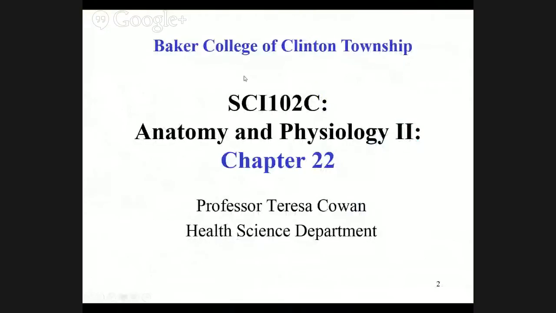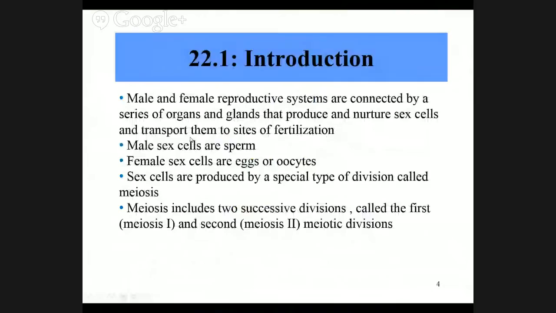Okay, Chapter 22, the reproductive system. The male and female reproductive organs and systems are connected by a series of organs and glands that produce and nurture sex cells and transport them to the sites of fertilization. The male sex cells are the sperm, and female sex cells are eggs or oocytes, which is Latin for egg cells.